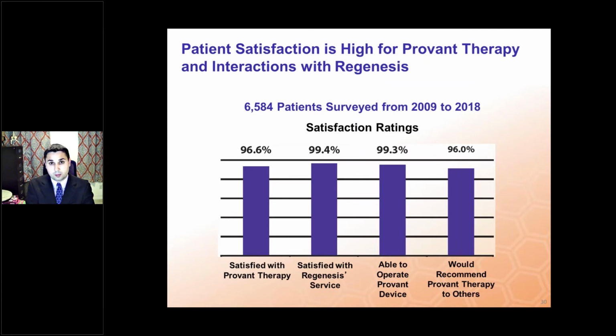And this is also internal Regenesis data, where a lot of it is probably collected by the representatives, asking patients whether they are satisfied with Provent and the services and the follow-up. This is showing 99% for most of it, and then would they recommend Provent to others? 96%, which is really high. And this is data from 6,584 patients from 2009 to 2018.